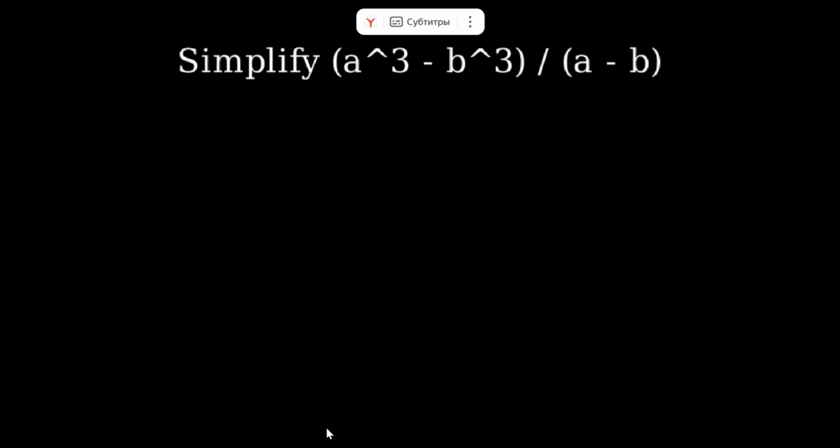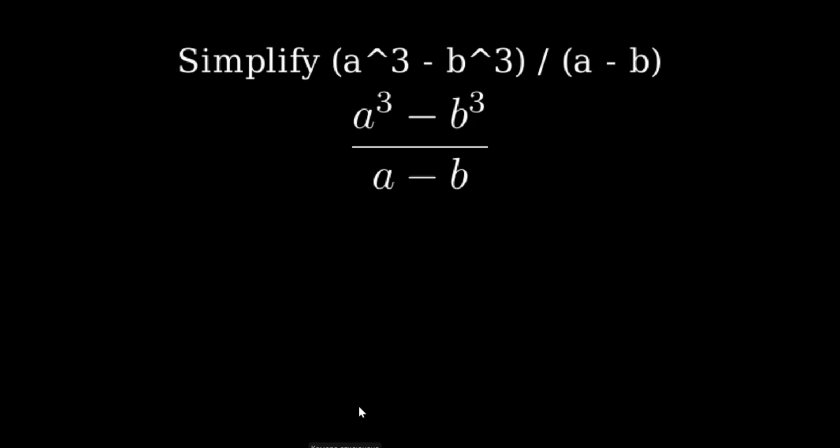Simplify the expression, the fraction of a cubed minus b cubed over a minus b. We'll use the difference of cubes identity, confirm it numerically with a quick check, and then build an intuitive visual using a graph for a specific choice of b.